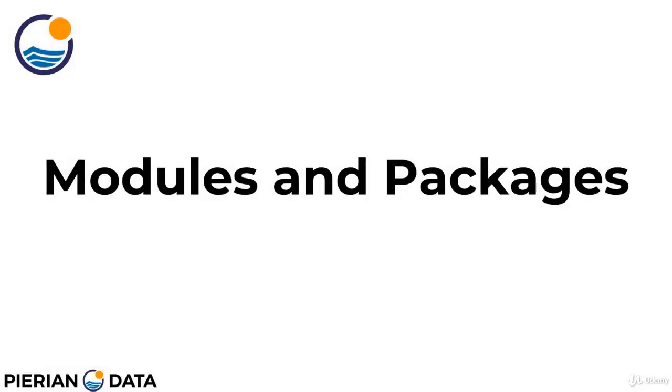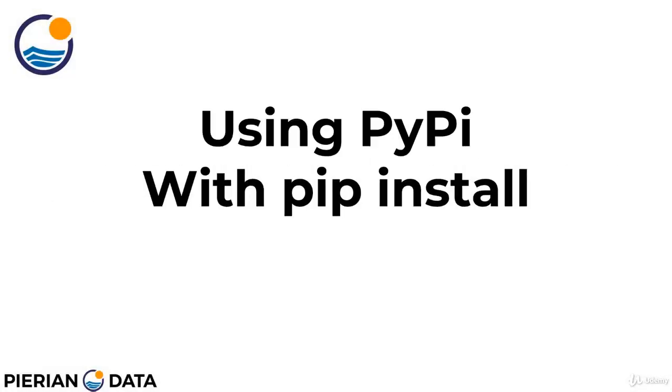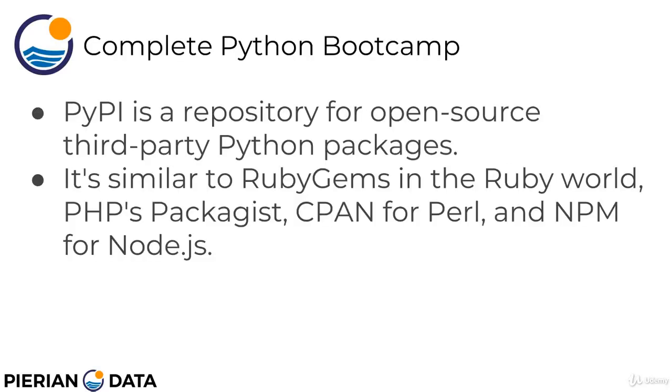Welcome everyone to the section on modules and packages. In this lecture, we're going to start off by talking about PyPI with pip install. PyPI is a repository for open source third-party Python packages. And if you've worked with other programming languages, it's similar to RubyGems in the Ruby world, PHP's packages, CPAN for Perl, and NPM for Node.js.